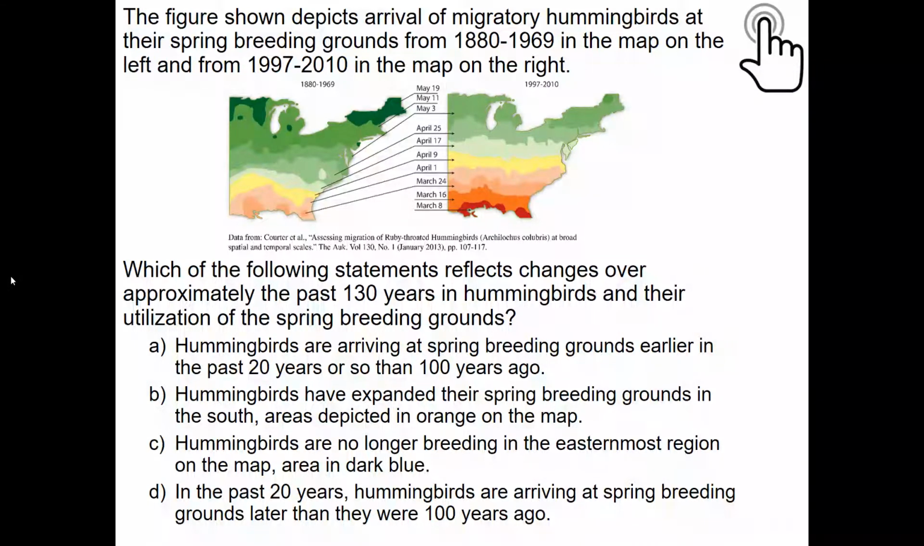Is it B, hummingbirds have expanded their spring breeding grounds in the south, areas depicted in orange in the map? Is it C, hummingbirds are no longer breeding in the easternmost region on the map, the area marked in green? Or is it D, in the past 20 years, hummingbirds are arriving at spring breeding grounds later than they were 100 years ago? So pause the video and answer the question below.